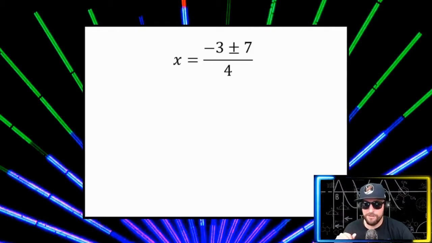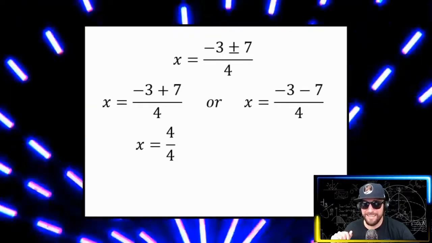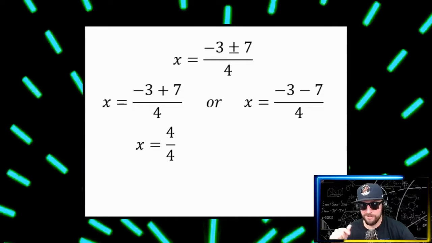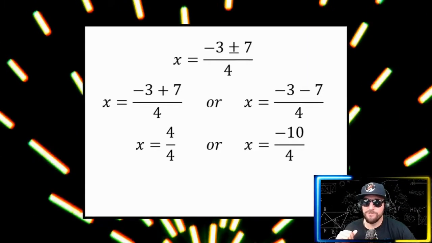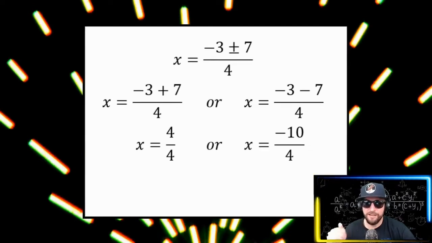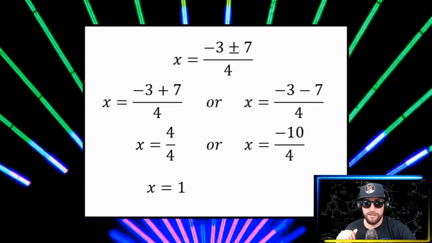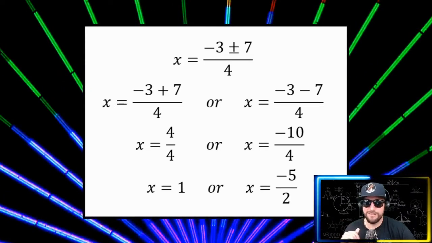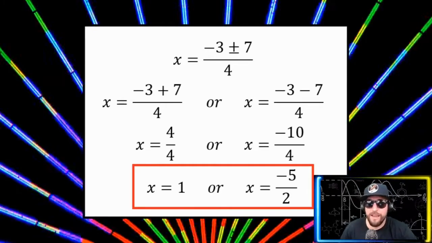So this is 2 problems, either negative 3 plus 7 over 4 or negative 3 minus 7 over 4. Negative 3 plus 7 was 4, so over there on the left I get 4 over 4. Over there, negative 3 minus 7, negative 3 plus negative 7, negative 10. So we get negative 10 over 4. Simplify, so x is 1, or negative 5/2. You can leave it as an improper fraction if you like. So that's my answer. X is 1, or negative 5/2.